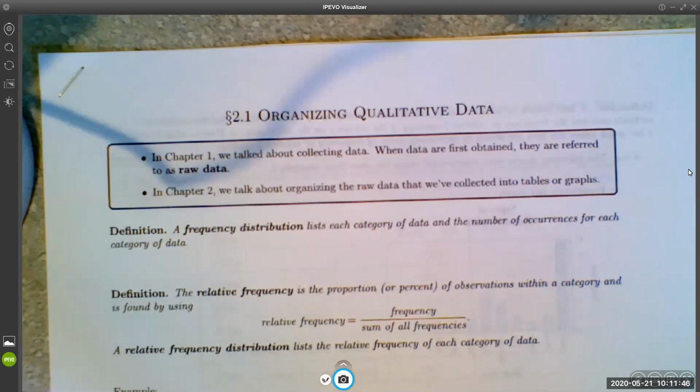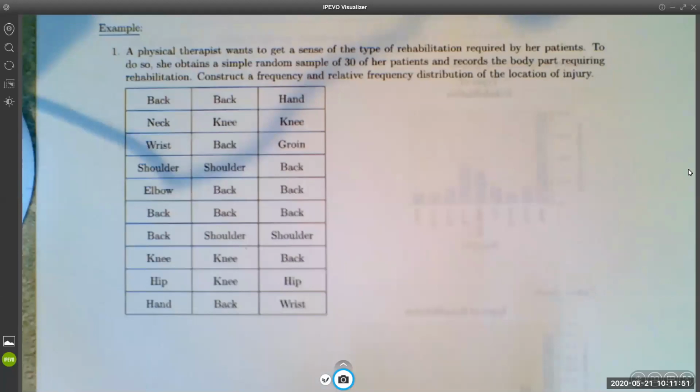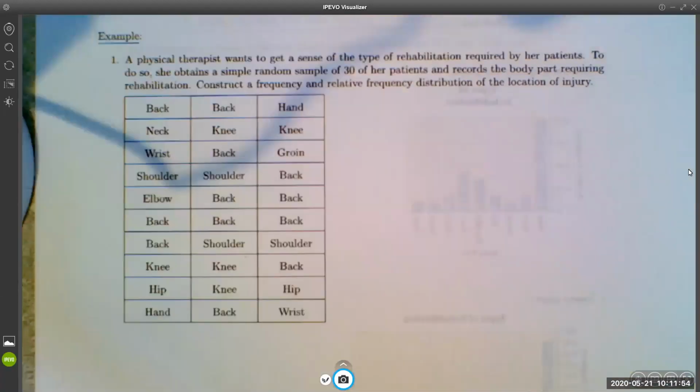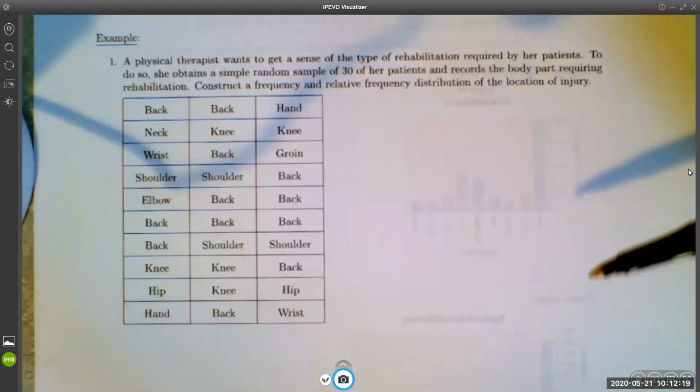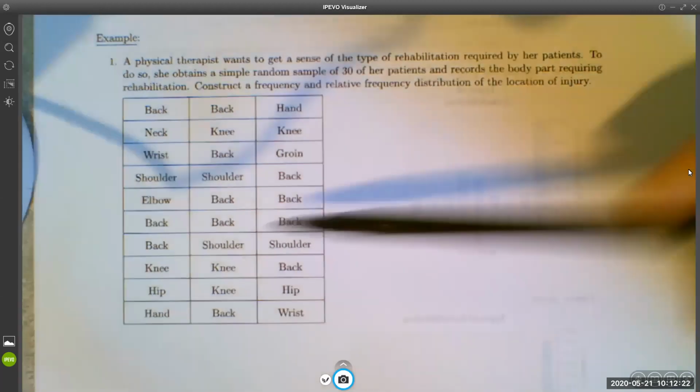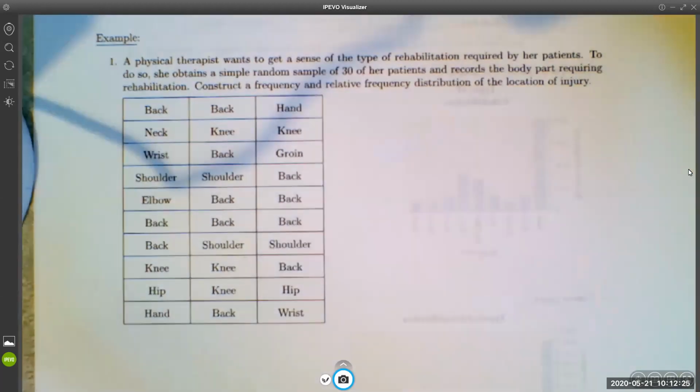So to give you an example of that, here we have some raw data, right? In this example, it says a physical therapist wants to get a sense of the type of rehabilitation required by her patients. To do so, she obtains a simple random sample of 30 of her patients and records the body part requiring rehabilitation. Construct a frequency and relative frequency distribution of the location of injury. And so here we just have the 30 observations, right? They haven't been organized at all into any kind of table or graph or anything like that. We just have a list of locations of injuries, right?